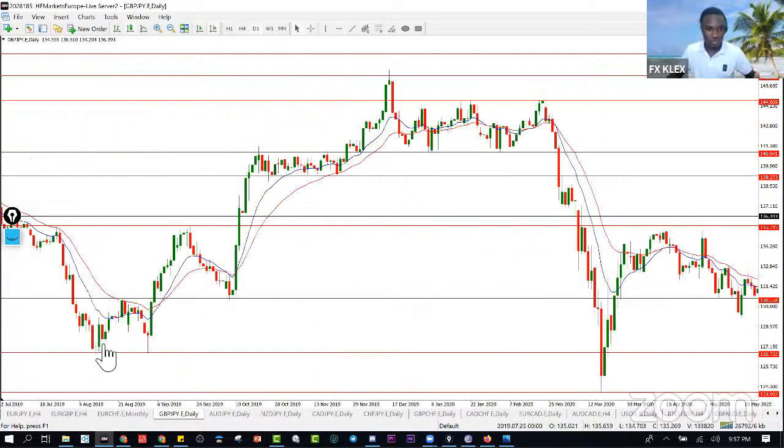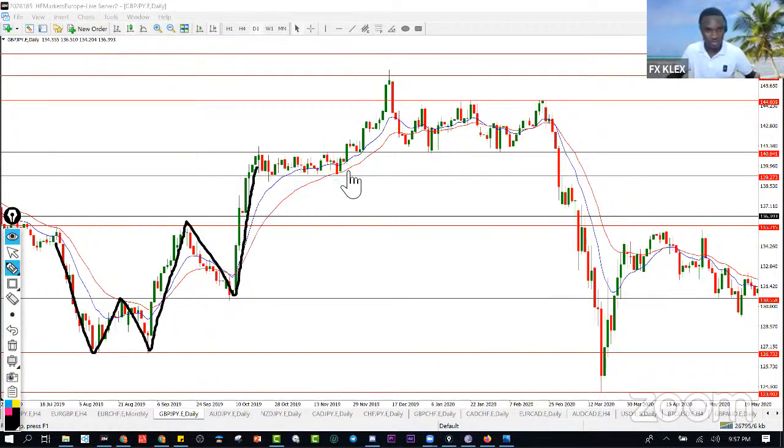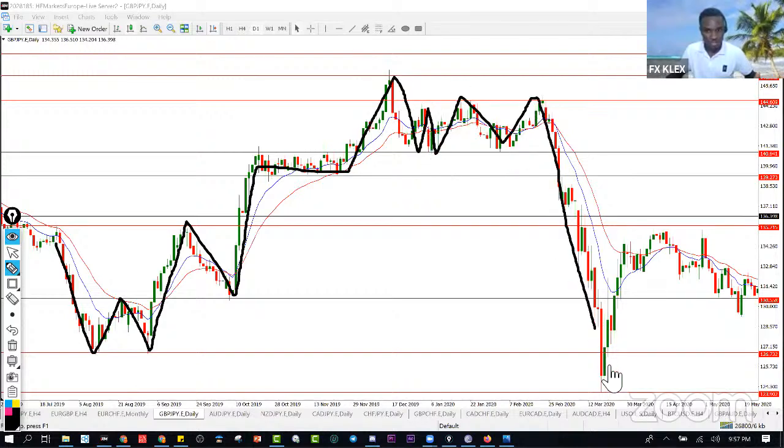You can see right here a swing low, swing high, swing low, swing high, swing low, swing high, consolidation phase, swing high, swing low, swing high, swing low, a massive rally down, swing high, swing low. You can see this market is a defined, well-trending market. So it's very easy for us to construct our key levels.